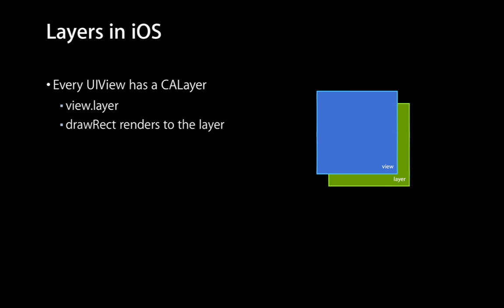In Mac OS X, it's slightly different. There you have to tell the NSView explicitly that you want to use a backing layer, and you have to tell it which layer you want to use.